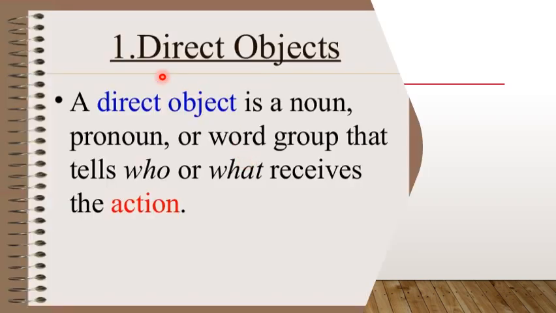Before we start with the lesson, we're going to make a small revision about direct objects, the lesson that we studied on Sunday. A direct object is a noun, pronoun, or word group that tells who or what receives the action.